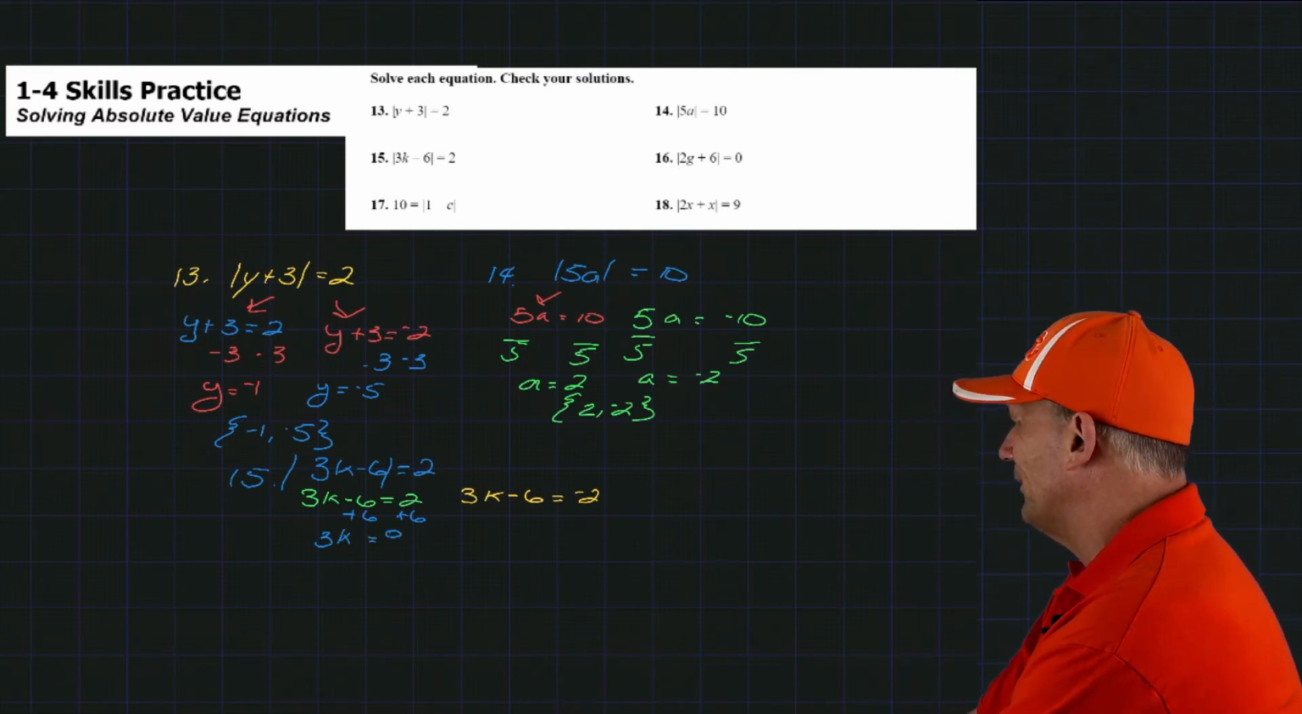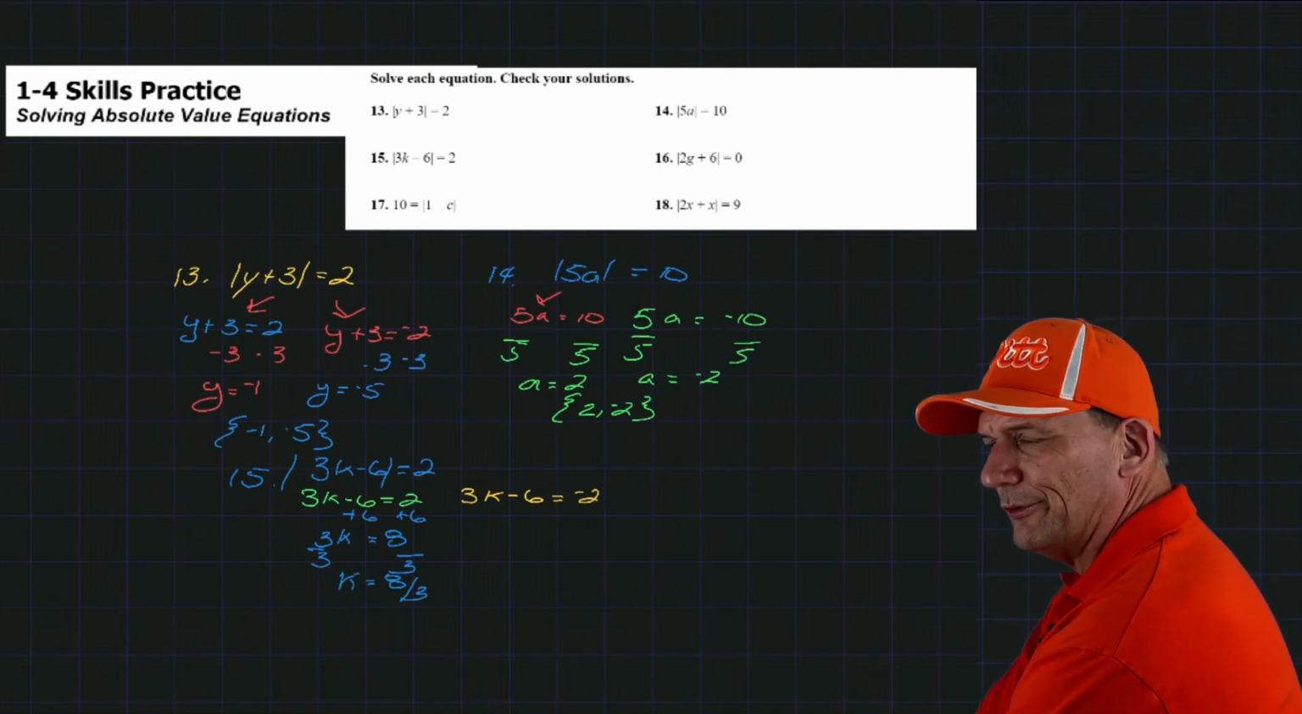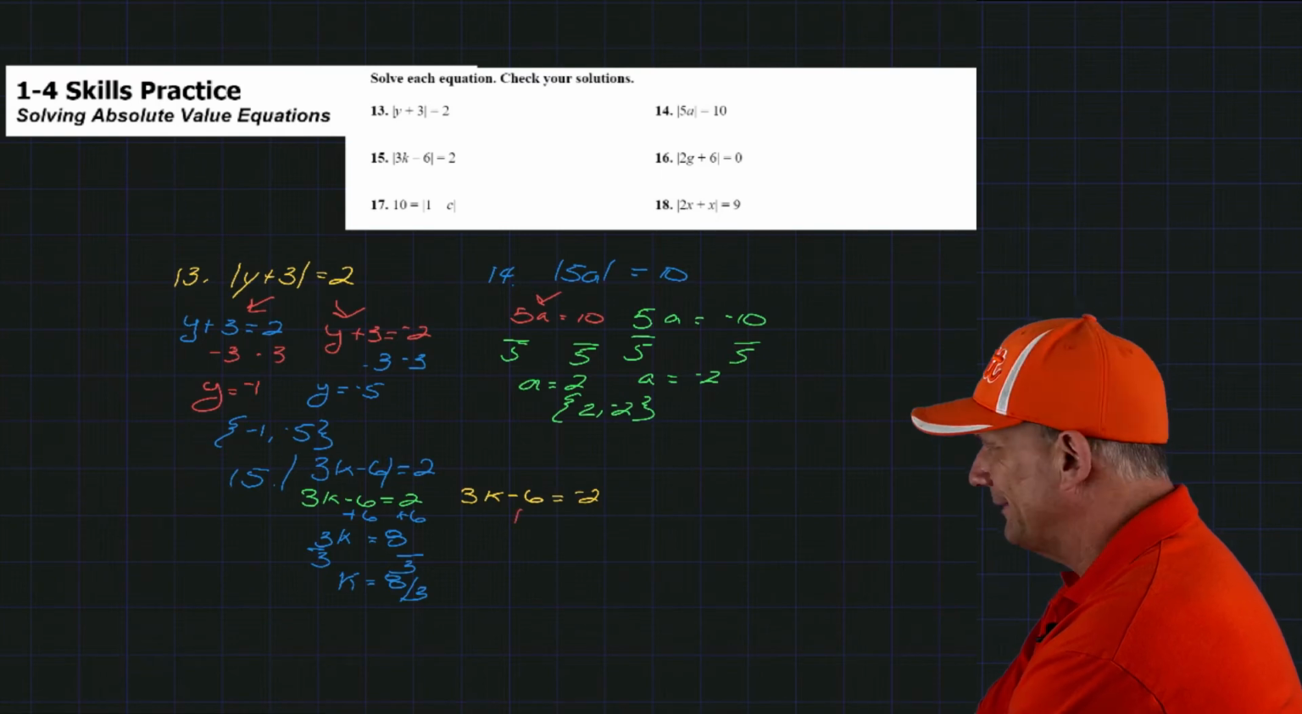All right, so here we go. Using the inverse operations, we get 3k equals 8. Divide by 3, and k equals 8 over 3. And it can be a fraction. I know some students get a fraction and they keep checking the work over and over because they think they did something wrong. The answers can be fractions.